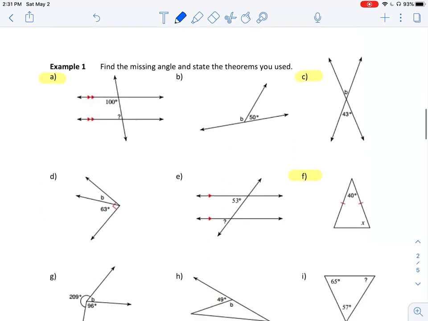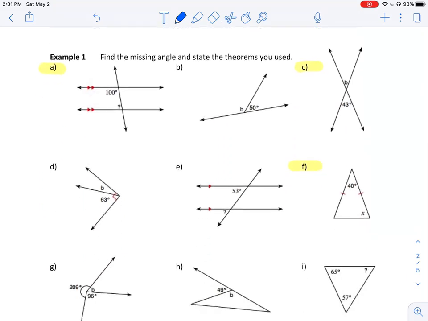So I've highlighted the examples that I'm going to go through. I'm not going to go through them all. Find the missing angle and state the theorems you used. Okay, so example A, we see that these two lines are parallel lines, and the transversing line creates a bunch of things. Okay, wait, I have 100 and I have an unknown.